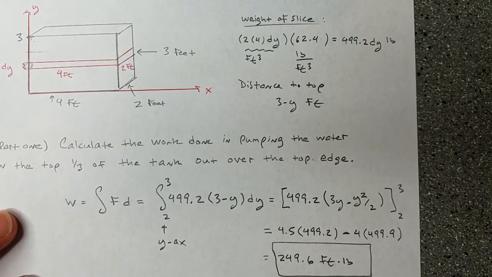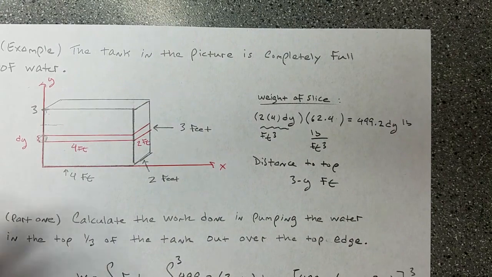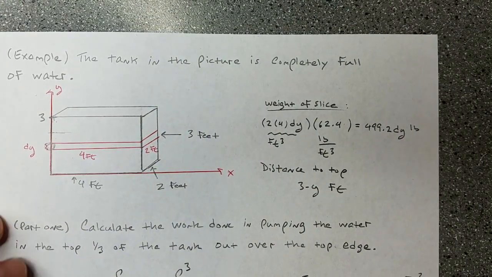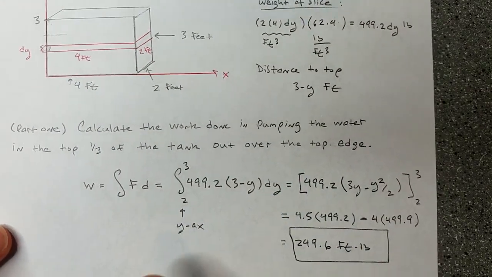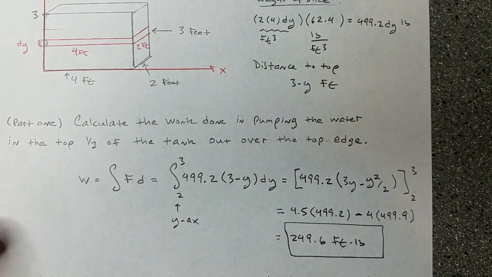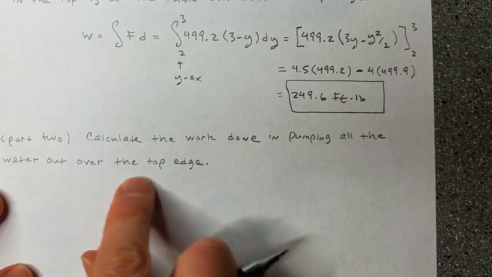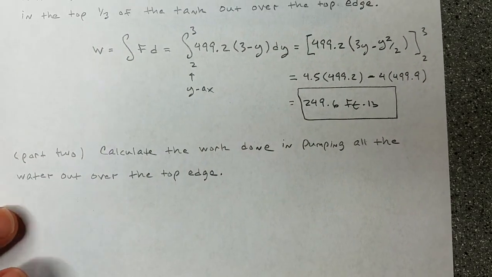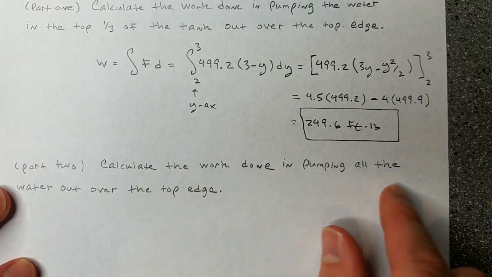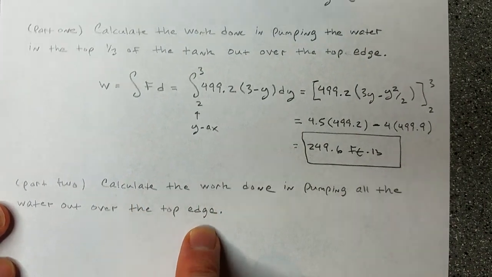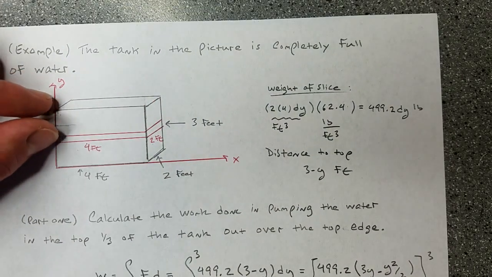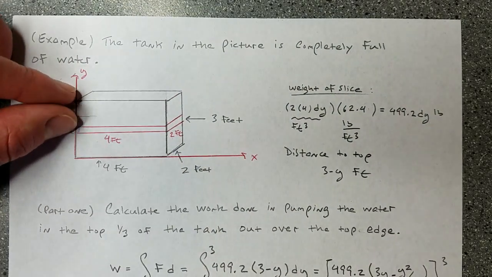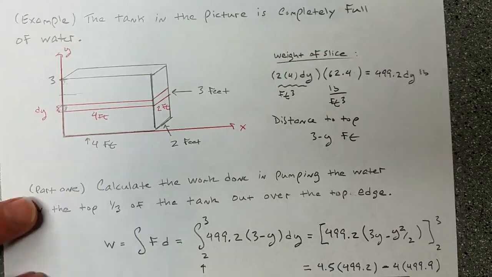Well, the water pumping problems, there's just more happening there. The distance that every little layer of water moves is different. That's why it turns out to need to be an integral. Okay? All right, so now say that I have a variation real quick on this problem. Calculate the work done in pumping all of the water over the top of the edge. That means the span on the y-axis of the layers of water that I'm pumping out is going to be from 0 to 3.